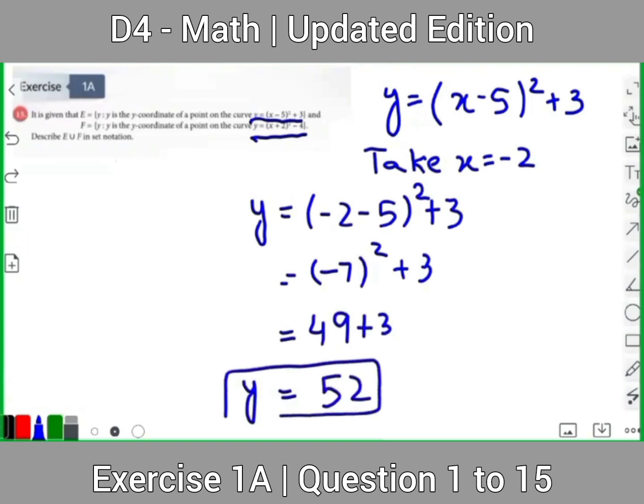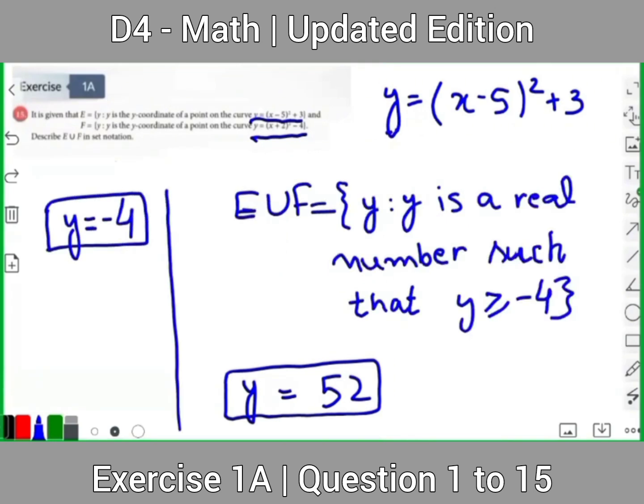So we have found the least value of y that we will get is y equals minus 4, and we have another value y equals 52. From this we can conclude that one value is y equals minus 4 and another value is y equals 52. So A union F will look like: y such that y is a real number and y is always greater than or equal to minus 4. So the least value of y is minus 4, and every other value always remains greater than minus 4.